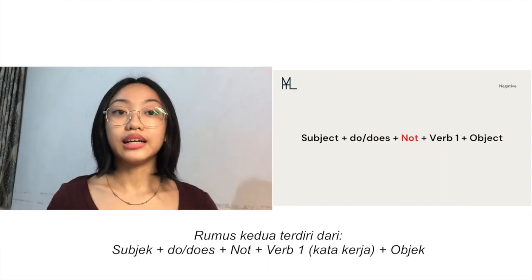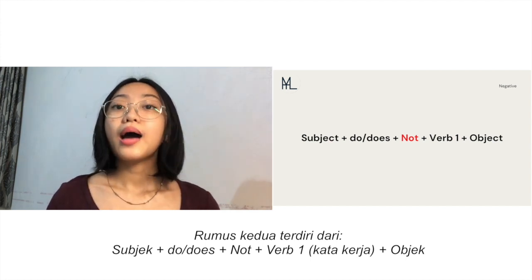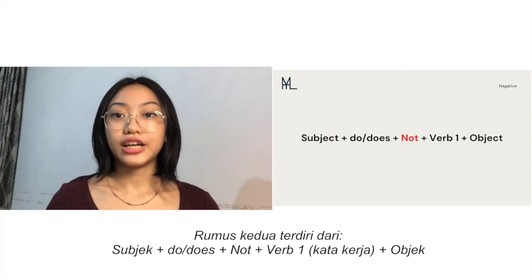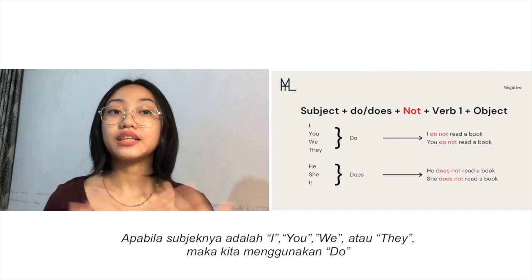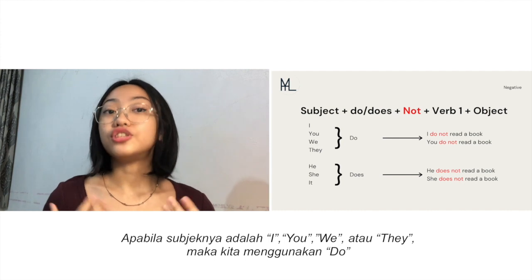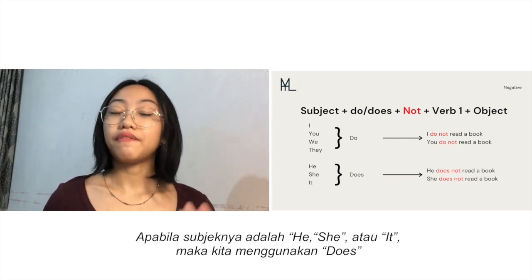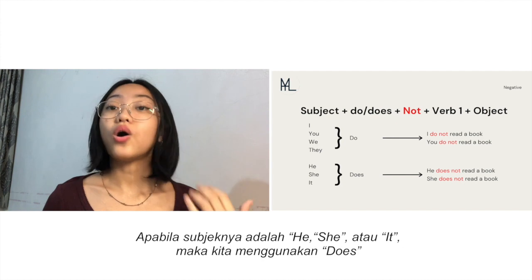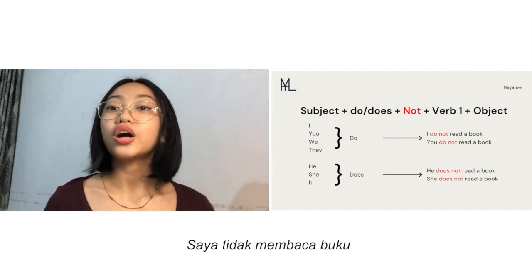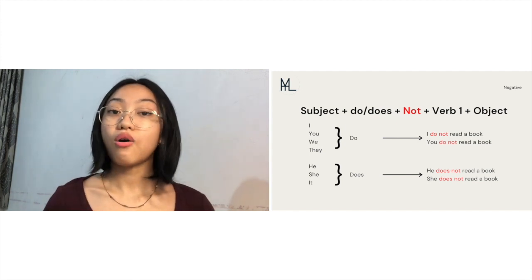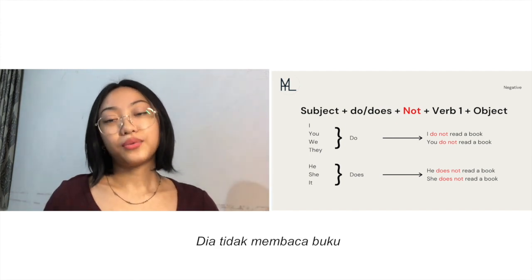The second formula consists of subject plus do or does plus not plus verb 1 plus object. When do we use do or does? If the subject is I, you, we, or they, we use do. But if the subject is he, she, or it, we use does. For example, I do not read a book, or she does not read a book.